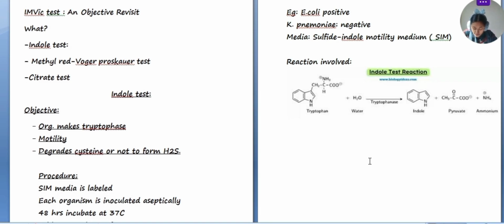Pyruvic acid can then be used by the organism in the Krebs cycle, or it can enter glycolysis and be used to synthesize other compounds that the cell needs. The medium employed in the indole test is SIM medium, which includes peptone and necessary growth factors, but is enriched with the amino acid tryptophan. SIM medium can also be used to detect the motility of the organism and to see whether it produces sulfide or not.